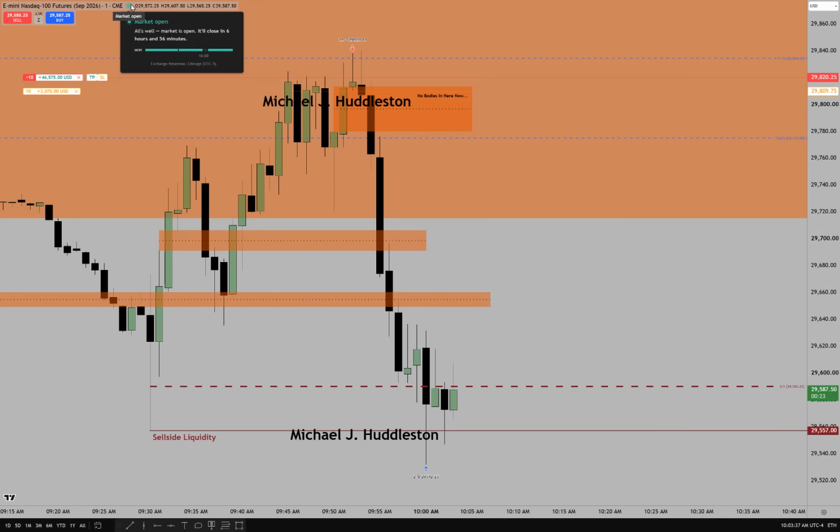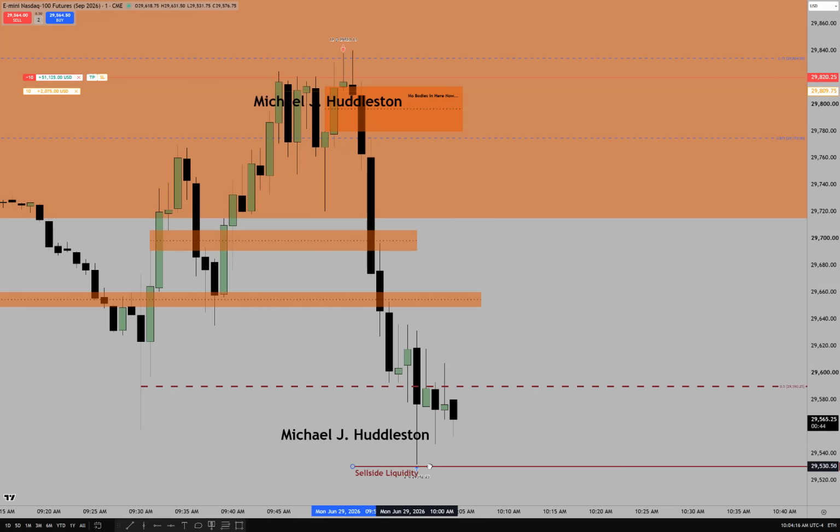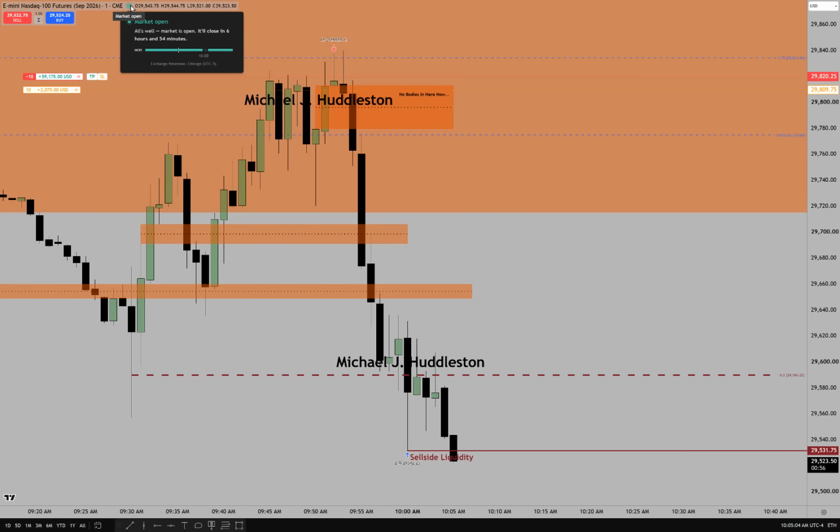Now, ideally, I don't want to see the body above that consequent encroachment level. That's the whole point of plotting that. And you see how it did that? All right. So I want to see some heaviness coming here. That means really solid movement lower in price action.